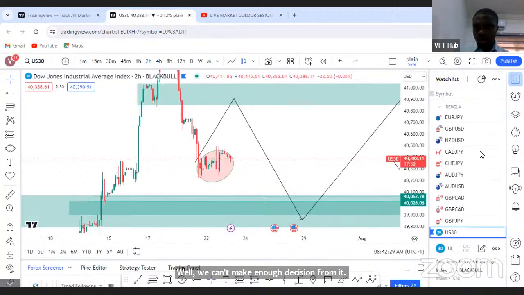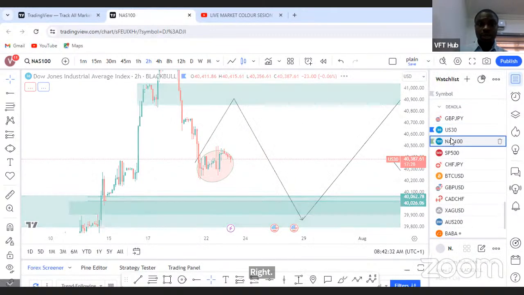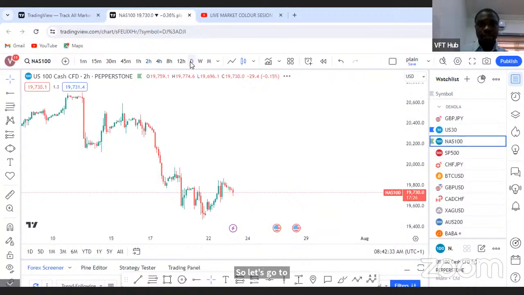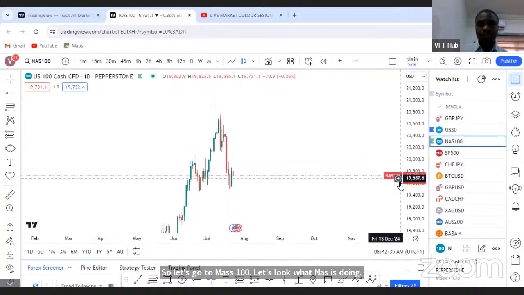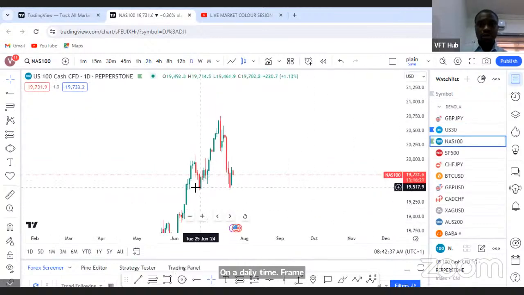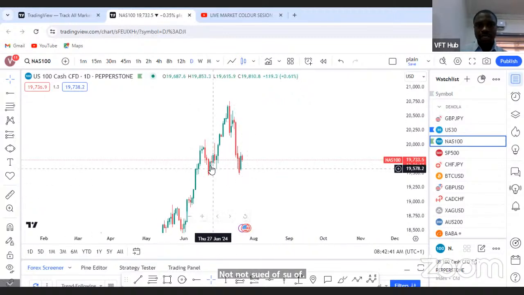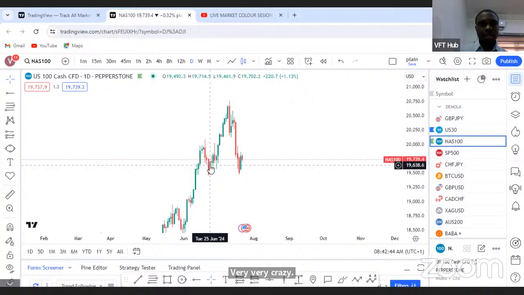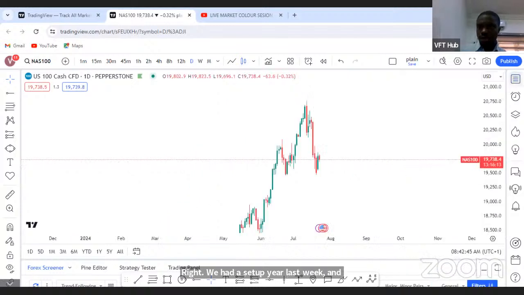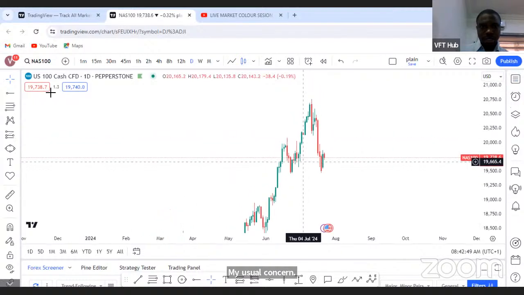So let's go to NAS 100. Let's look at what NAS is doing on a daily time frame. NAS has sold off massively. NAS sold off. Very, very crazy, right? We had a setup here last week, and my usual concern about the whole setup happened.